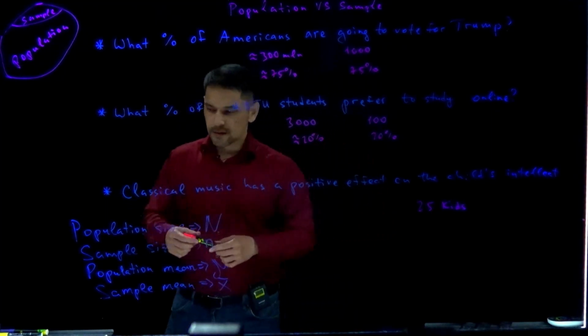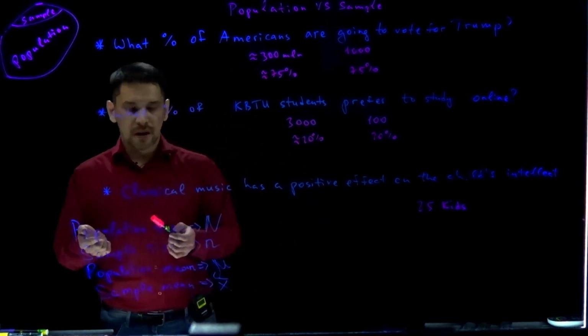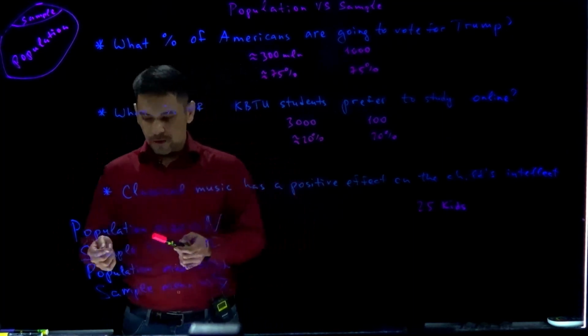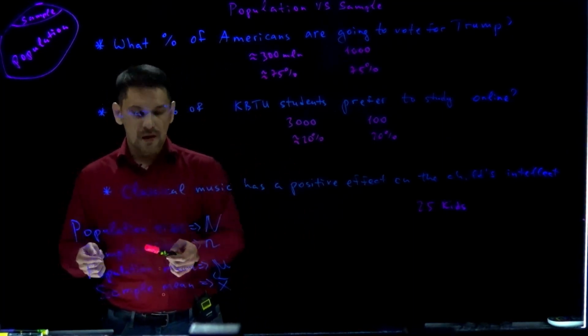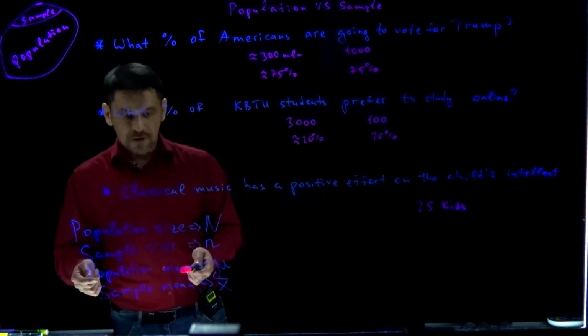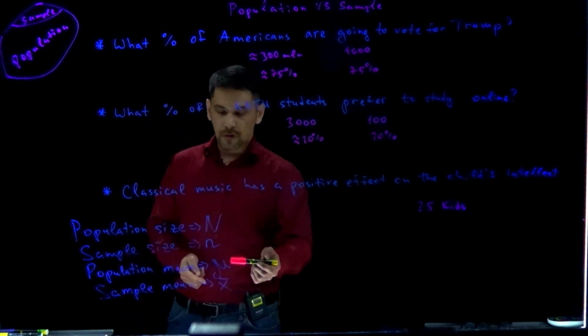Now please write this down. The total number of people in the population is called the population size, and the symbol we use for it is a big letter N. Now, the total number of people in the sample is called the sample size, and the symbol for it is a small letter n. Now, if you calculate the average for the population, it's going to be called the population mean. The symbol for it is mu.